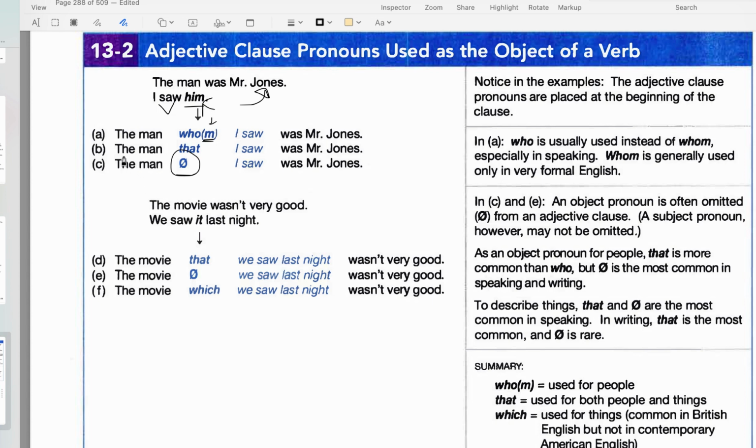So it's okay if you say the man who I saw, or the man whom I saw was Mr. Jones, or the man that I saw was Mr. Jones, or the man I saw was Mr. Jones. Notice that this is optional. So I'll put a little parenthesis around that. That means that it can be there or it doesn't have to be there. So that's the parentheses that we'll use.